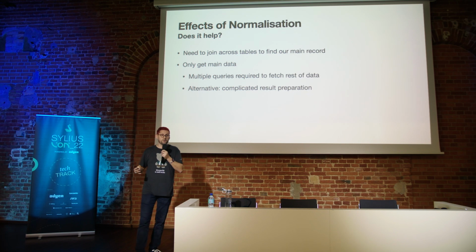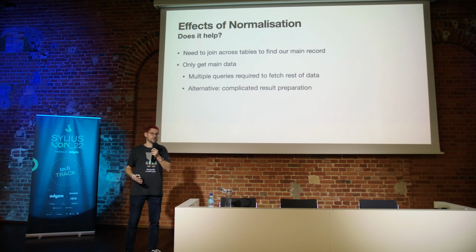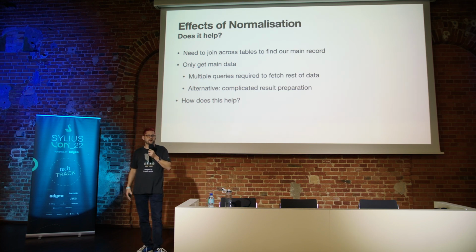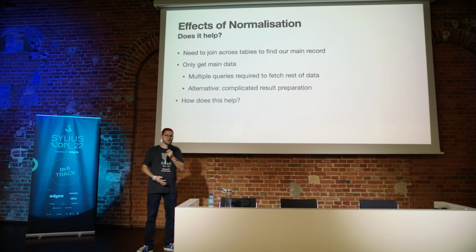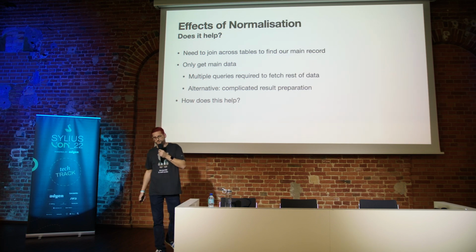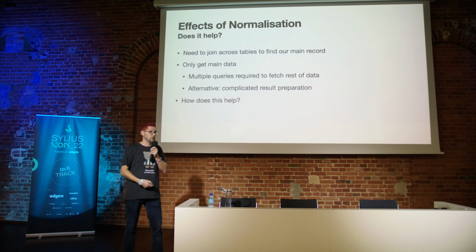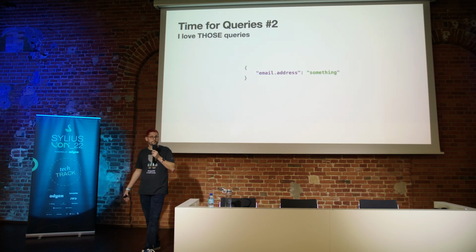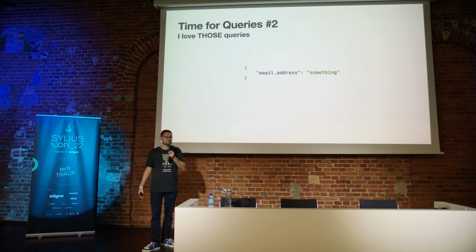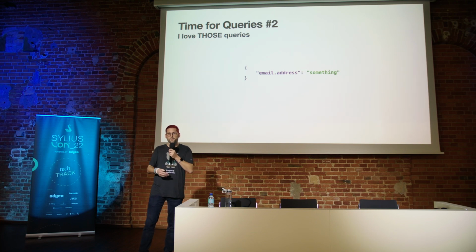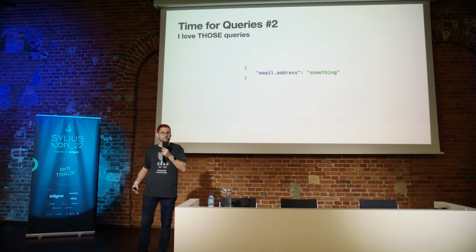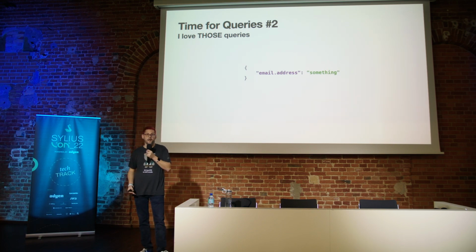It would work, but then we'd have to do some complicated logic to clean that up. So how exactly does this help us when we normalize data to store it in a database? When we would do this in MongoDB with this example before, this is the query that we'd run to find someone by an email address. Nice and simple. We just say we want to query on the field called email. It has an embedded document in it that has an address, and we query that. And then we get our entire record back.